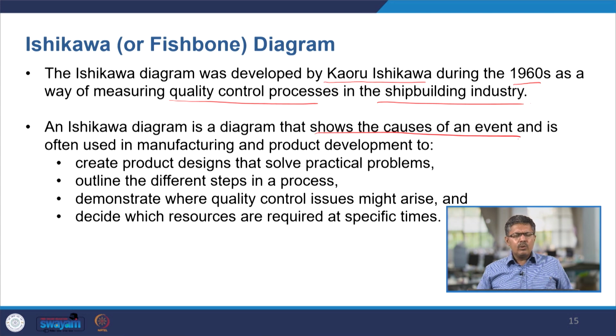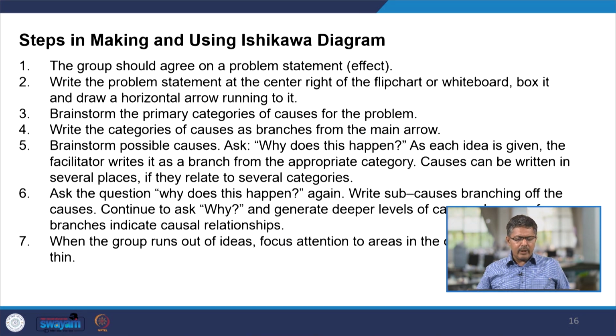Now, what it does is basically it looks like a fishbone. So, that is why it is named fishbone, just as house of quality looked like a house, right. So, it helps to create product designs and solve technical problems, outline the different steps in a process, demonstrate where the issues might arise, and decide which resources are required at the different time periods. Okay. Now, let us look at the steps.